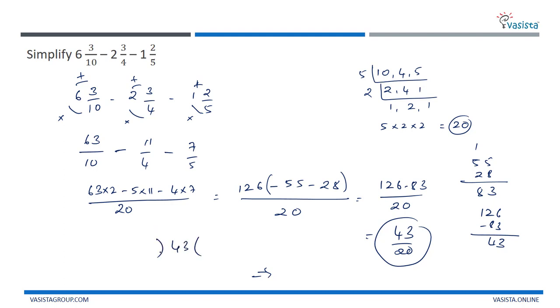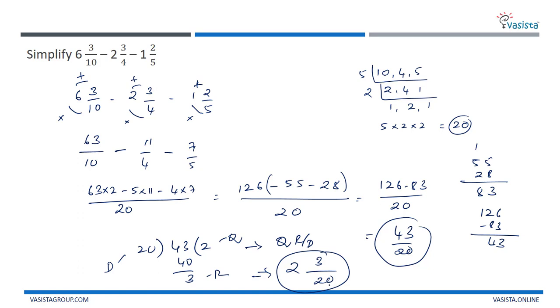43 divided by 20, 20 2s are 40, remainder 3. So that you know how to place it, that is Q R D. Quotient is how much? 2. This is quotient, this is remainder and this is divisor. Quotient is 2, remainder is 3, divided by 20. So 2 3 by 20 is the answer.